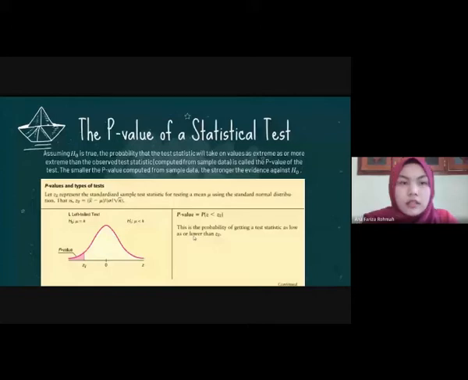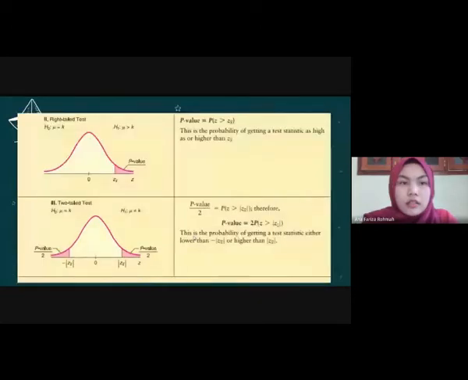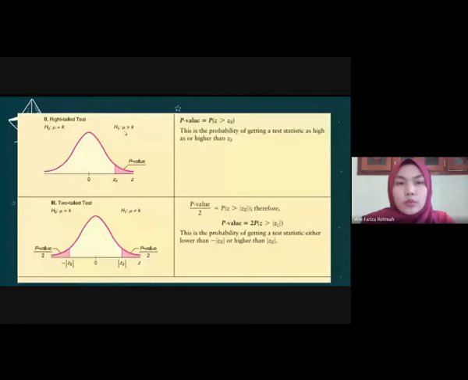The second is the right-tail test. If the null hypothesis is mu equal to k and the alternate hypothesis is mu greater than k, then the p-value equals P(Z greater than z of x bar). This is the probability of getting a test statistic as high or higher than z of x bar.